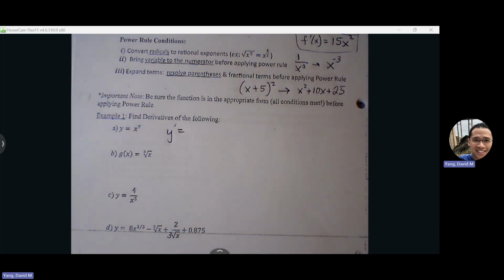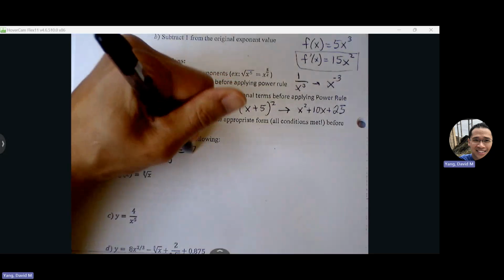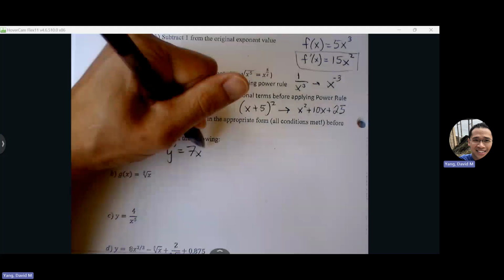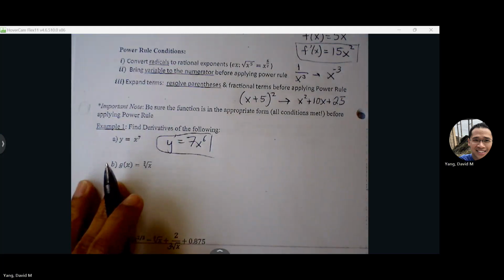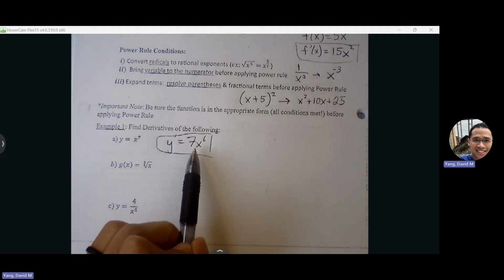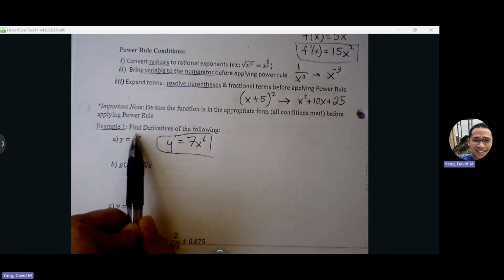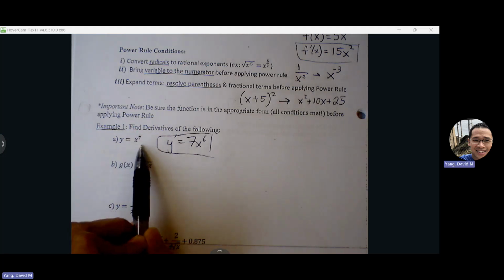X to the 7th becomes, what's the derivative? Yeah, bring down the 7 and then subtract 1 from the current exponent. So 7x to the 6th. So 7x to the 6th is going to do the job of describing how the slope is behaving at any point on this original graph.